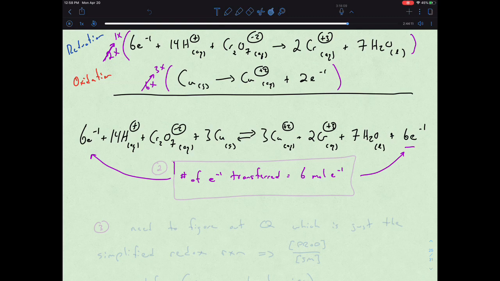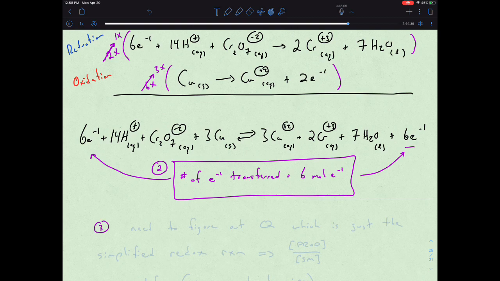So here is step 2 of the process, that we've actually now figured out not only the cell potential at standard state with step 1, but now we've also figured out step 2, which is the number of electrons, or moles of electrons, that are actually being transferred.